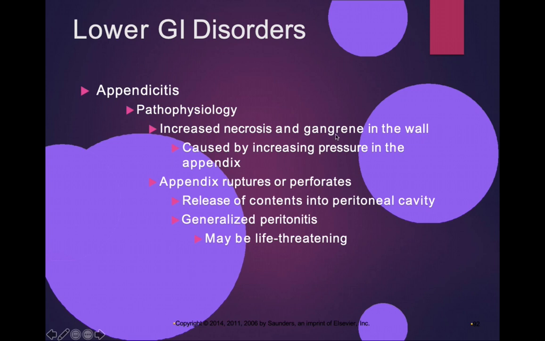The increased necrosis and gangrene in the wall is caused by increased pressure in the appendix. The appendix can rupture or perforate, releasing all of its contents into the peritoneal cavity, and this could be life-threatening. So IV antibiotics if that happens.